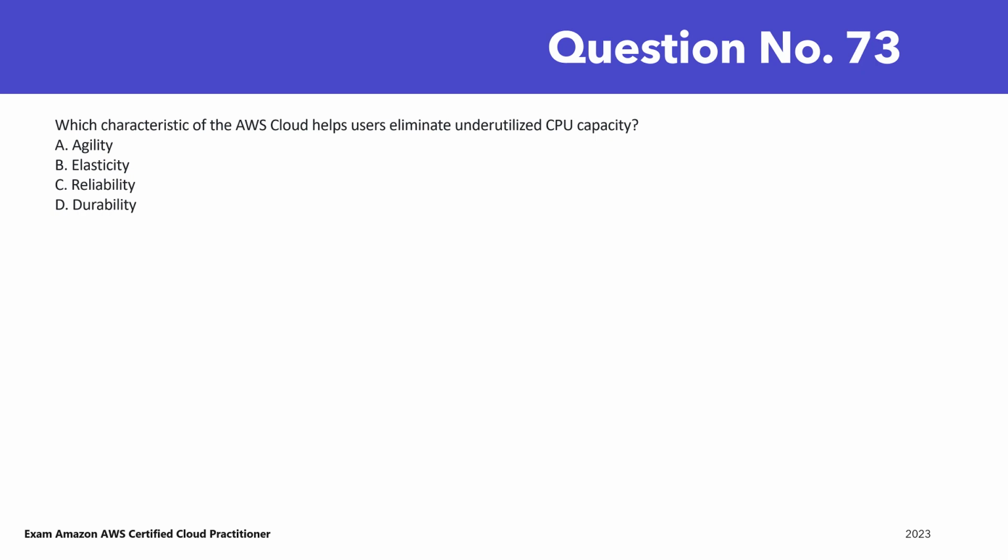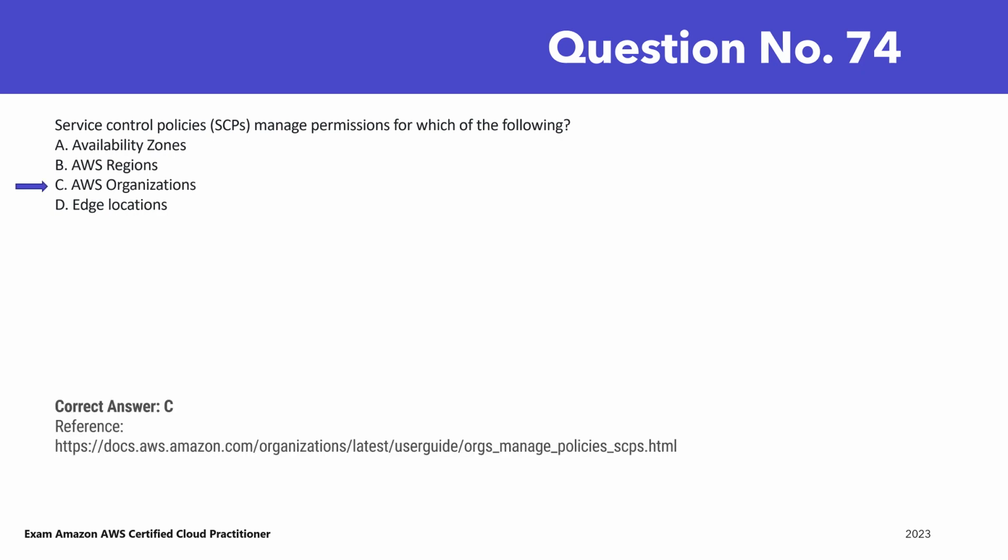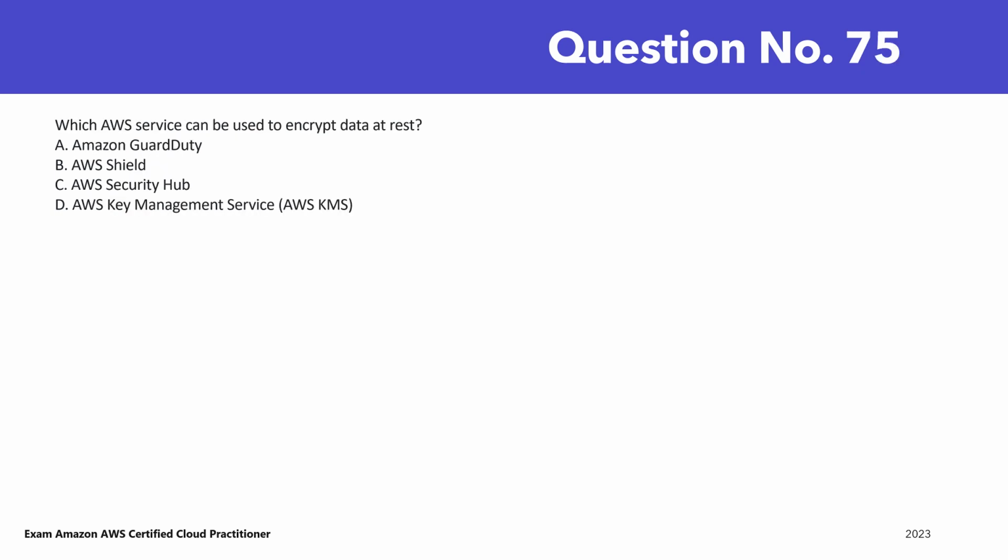Elasticity. C. Reliability. D. Durability. Correct answer, B. Service Control Policies, SCPs, manage permissions for which of the following? A. Availability zones. B. AWS regions. C. AWS Organizations. D. Edge locations. Correct answer, C.